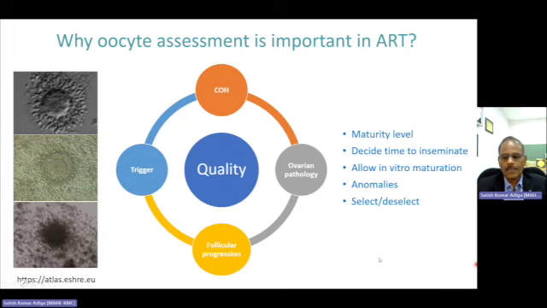Hence, oocyte assessment will help in segregating the oocytes based on their morphology. Specifically, it helps in the assessment of the maturity level, and then to decide the time of insemination. If the COCs are post-mature, insemination should be done immediately. If they are immature, we can allow more in vitro maturation time. This will also help us in understanding the anomalies in the oocyte so that we can select or deselect such oocytes for fertilization.